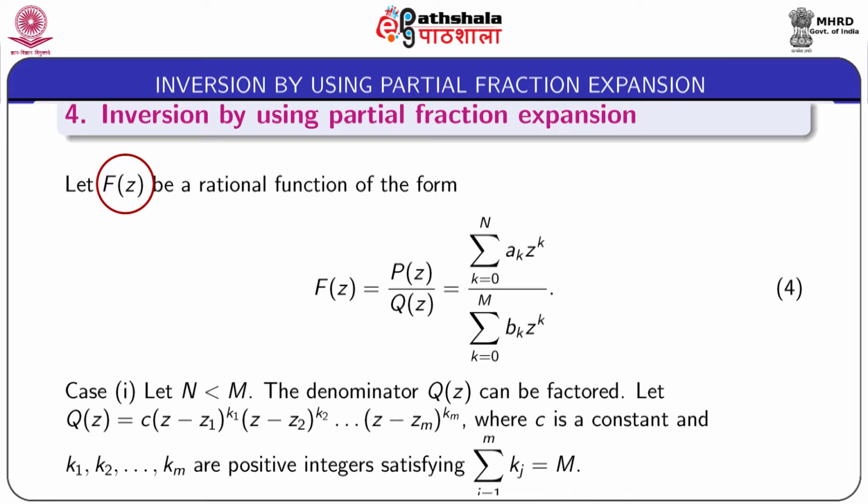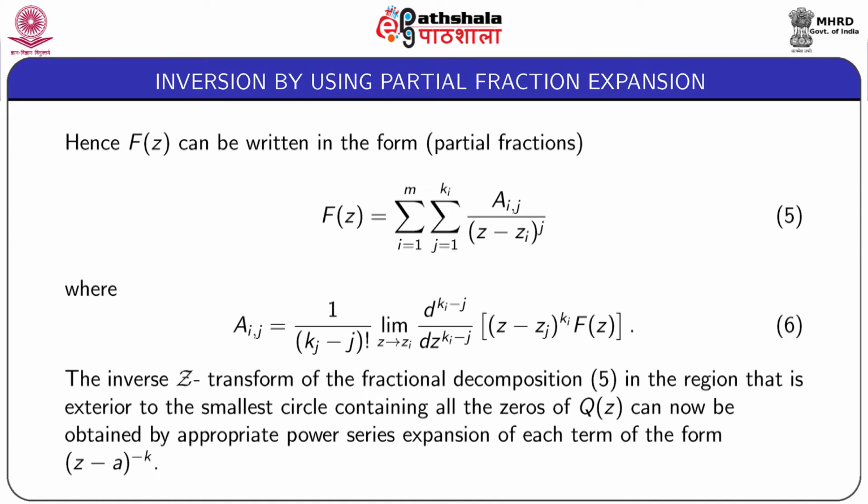Let capital Fz be a rational function of the form Fz equal to Pz by Qz, where Pz has the expansion summation k equal to 0 to n of ak z to the power k, and Qz, the denominator, has the expansion summation k equal to 0 to m of bk z to the power k, as given by equation 4. We consider first the case where n is less than m. So, the denominator Qz can be factored, and we can write Qz as c into z minus z1 to the power k1, z minus z2 to the power k2, up to z minus zm to the power km, where c is a constant and k1, k2, km are positive integers satisfying summation kj, j equal to 1 to m, equal to capital M.